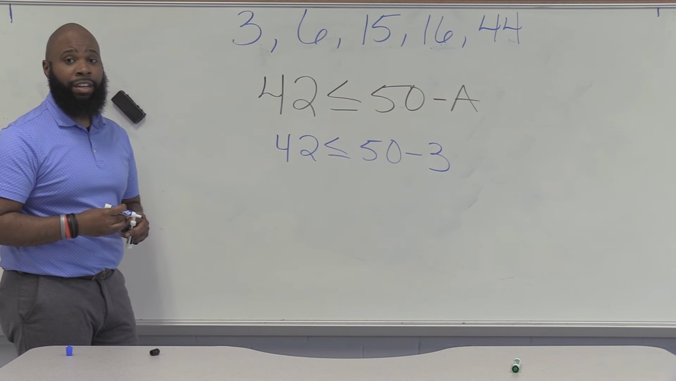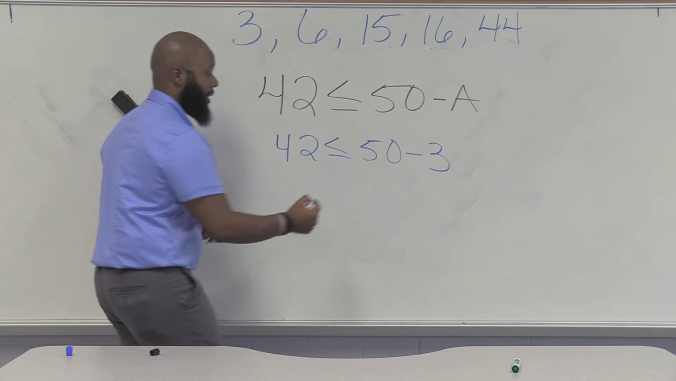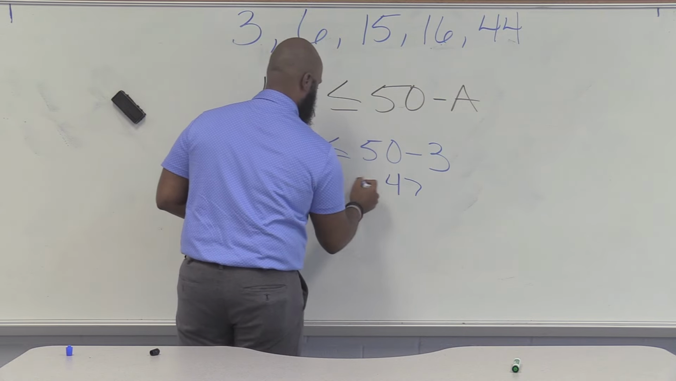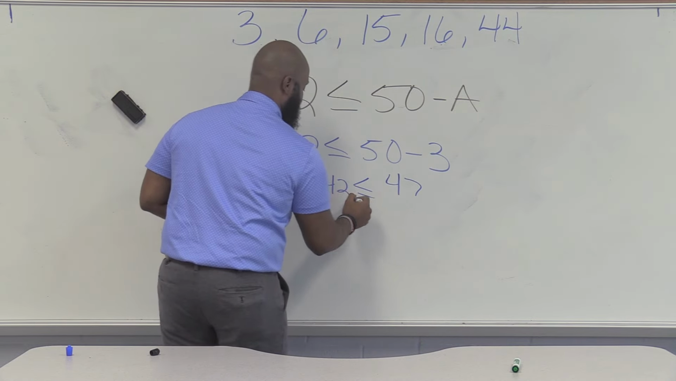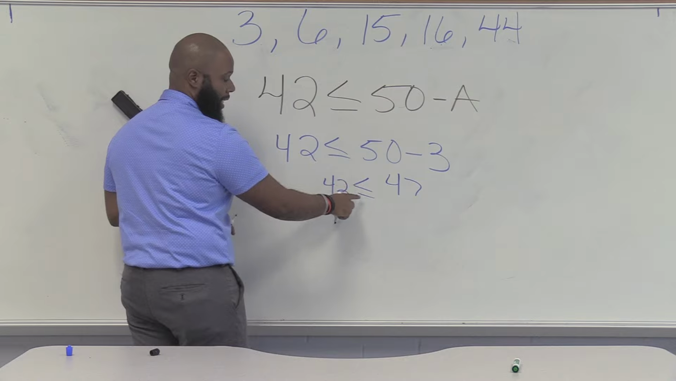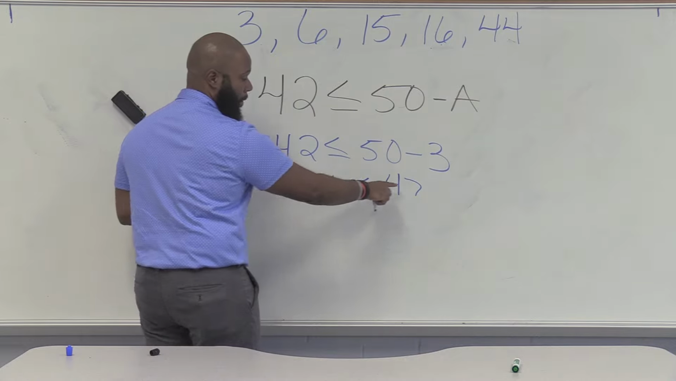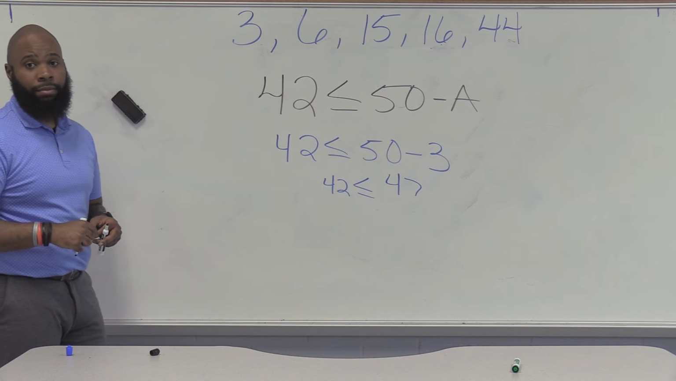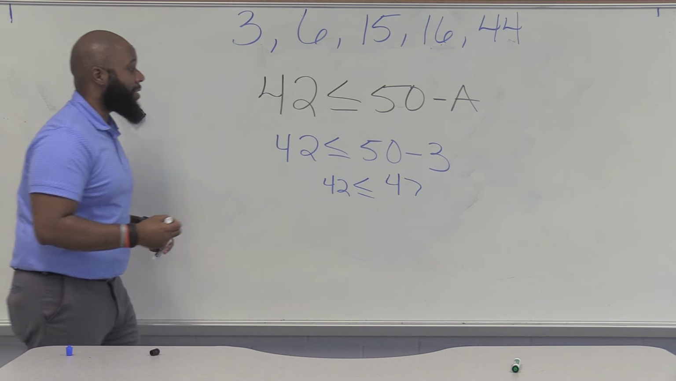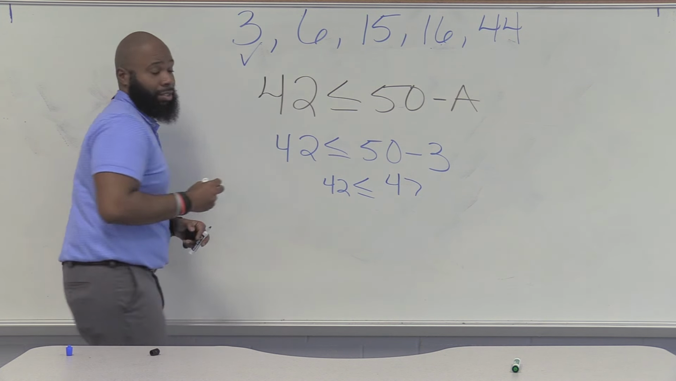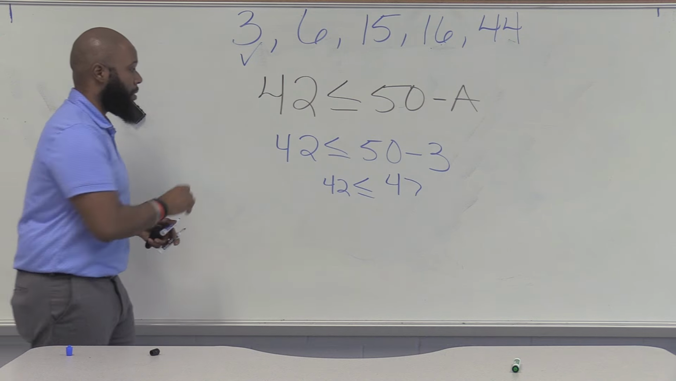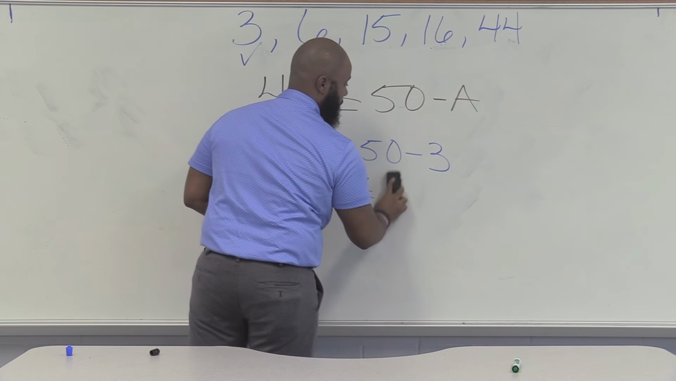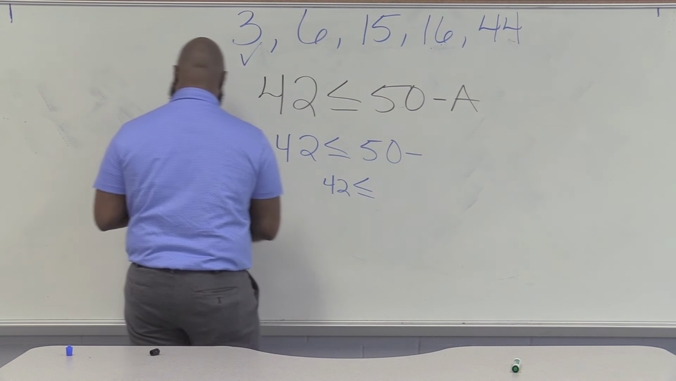50 minus 3 is going to give me what? 47. Is 42 less than or equal to 47? It is. So 3 is one of my answers. But I want to keep checking to see if there's more. So I'm going to do the same thing. So now I'm going to substitute 6 for a.